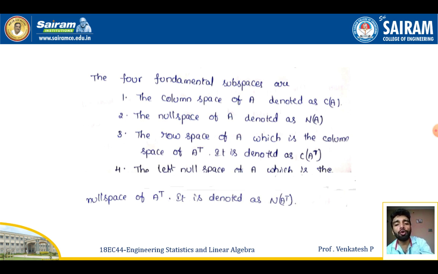To find the row space of A, I am going to find the column space of the A transpose matrix. I am converting the matrix A into A transpose, then finding the column space of that matrix, and it is denoted by C of A transpose. And the next one is the left null space of A, which is the null space of A transpose. To find it, we find the null space of A transpose, and it is denoted by the symbol N of A transpose.